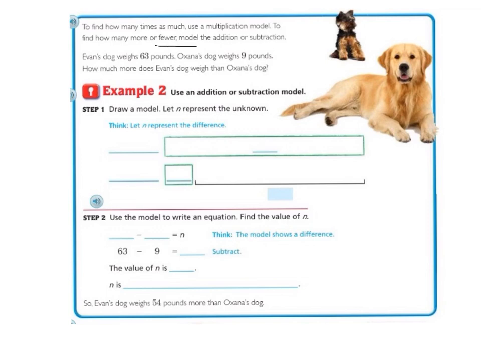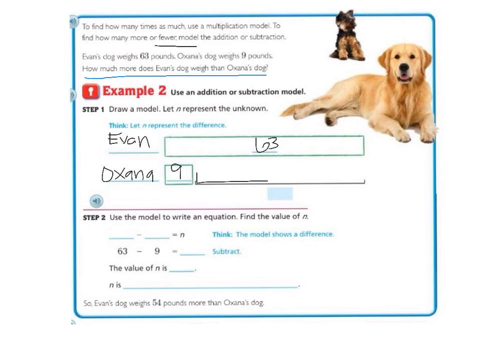So Evan's dog weighs 63 pounds. Oksana's dog weighs 9 pounds. Here's our question. How much more does Evan's dog weigh than Oksana's dog? So we're going to make a model to represent these numbers. So our first dog is Evan. And we know that Evan's dog weighs 63 pounds. Then our next dog is Oksana. And Oksana's dog weighs 9 pounds.